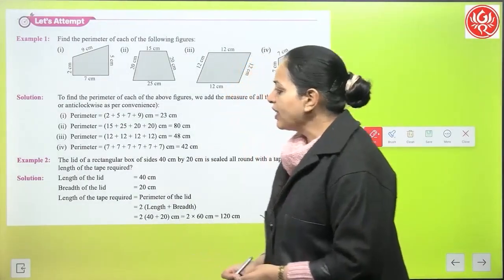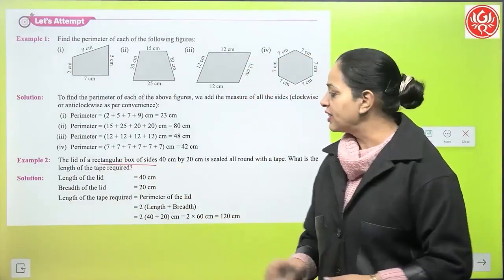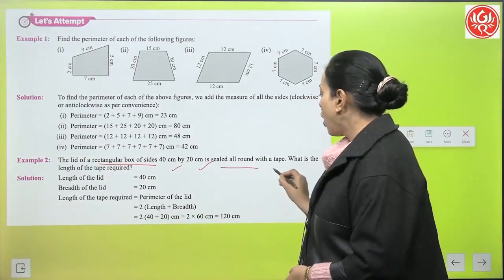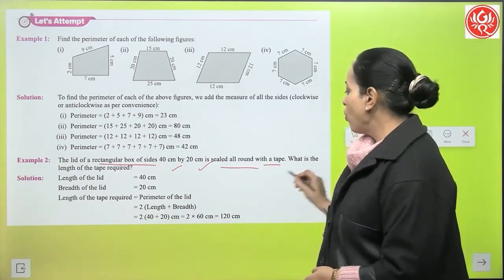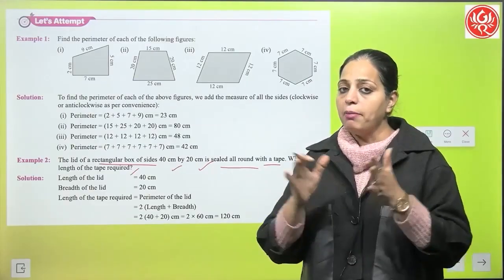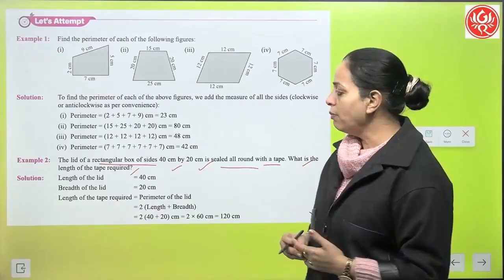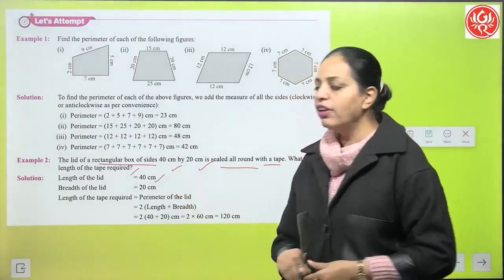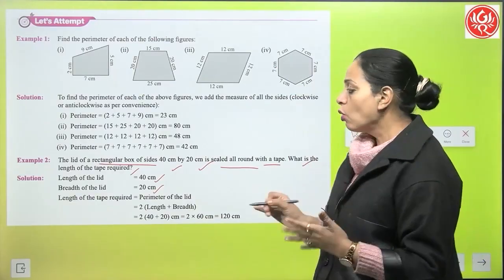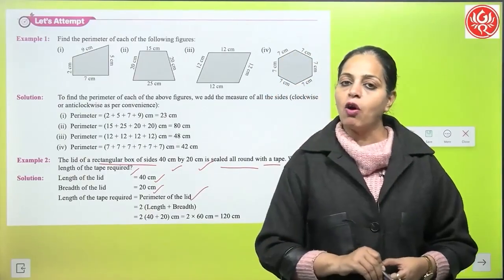Okay. Now the next is example 2. The lid of a rectangular box of sides 40 centimeter by 20 centimeter is sealed all round with a tape. So what is the length of the tape required? हमें बाउंड्री में टेप लगानी है. It means we have to find the perimeter. So length is given 40 centimeter, breadth is given 20 centimeter. So what is the length of the tape? That is equal to perimeter of the lid.